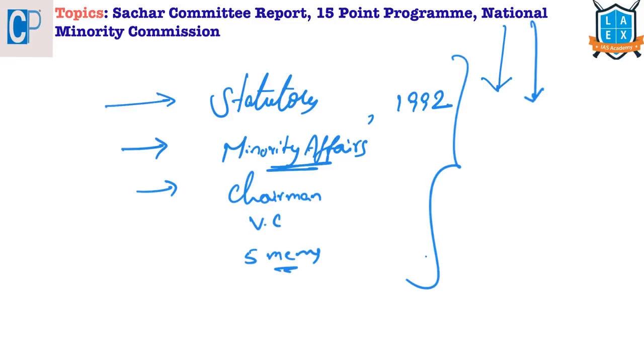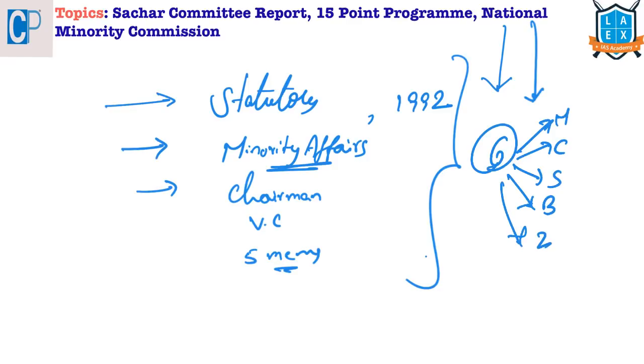It will look into the complaints regarding deprivation of minorities' rights from members of 6 religious communities. They are Muslims, Christians, Sikhs, Buddhists, Zoroastrians or Parsis, and Jains. And it will take up the matters to the appropriate authorities.